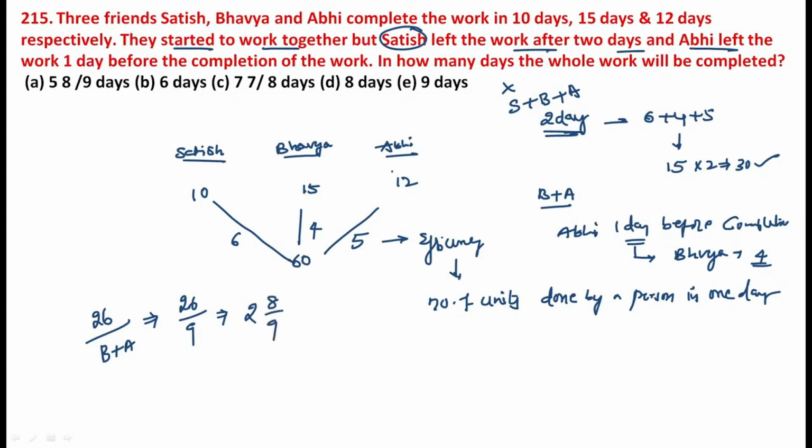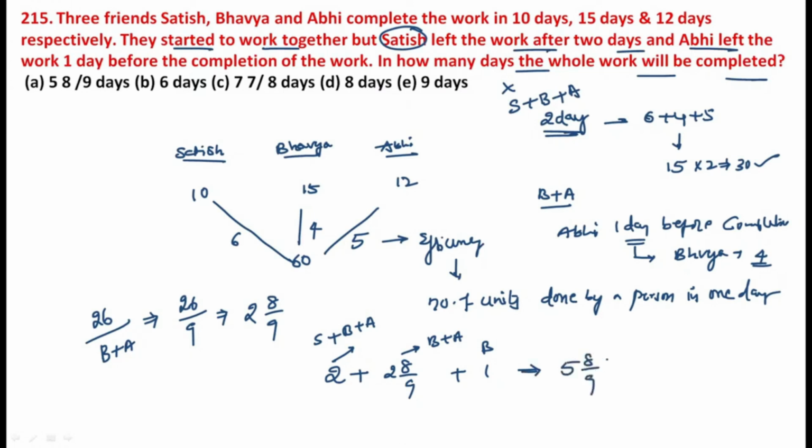Now, what is the question? In how many days is the whole work completed? Initially, 2 days, in which Satish, Bhavya, Abhi work together. Next, 2 and 8 by 9 days by Bhavya and Abhi together. And the last day is done by Bhavya, exactly 4 units. The total work is exactly 5 and 8 by 9 days. Now, you can choose your option 1.